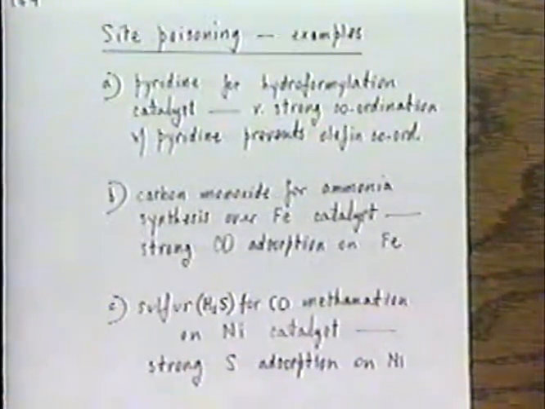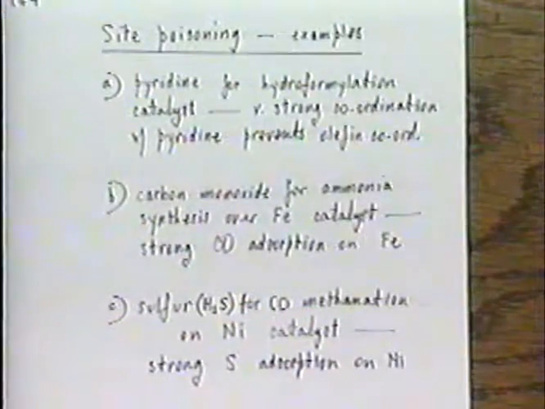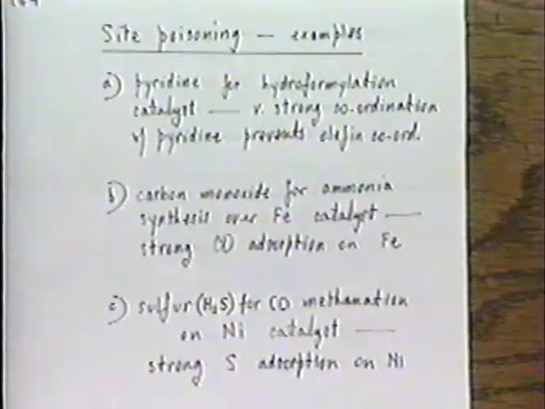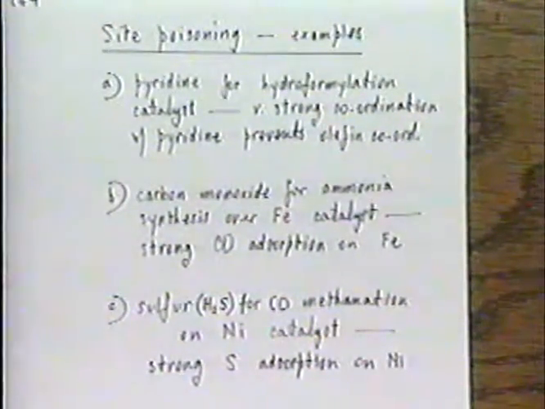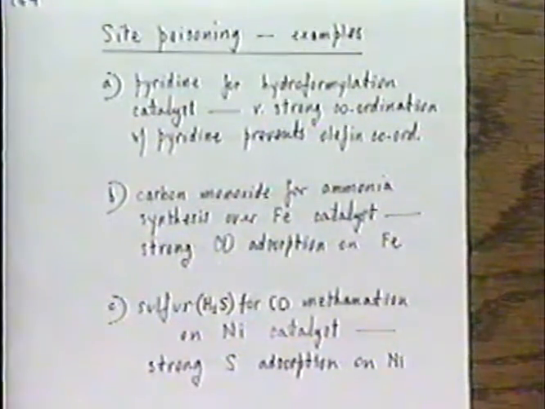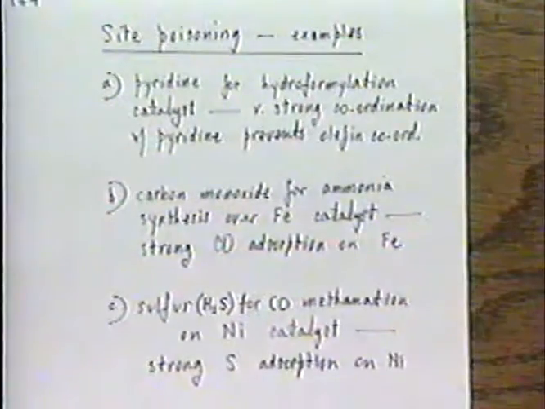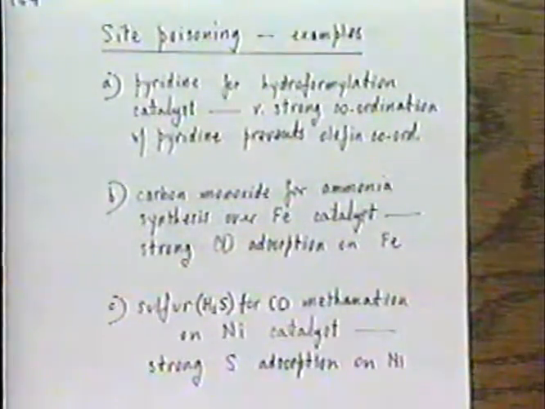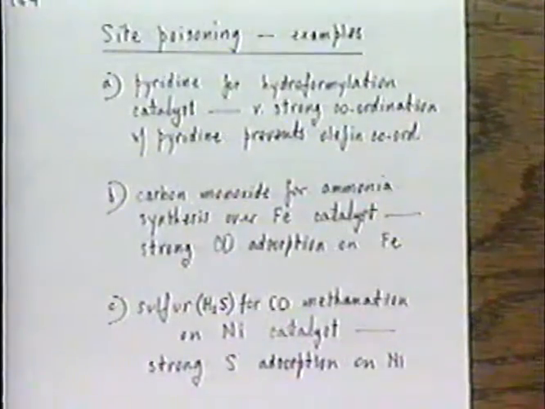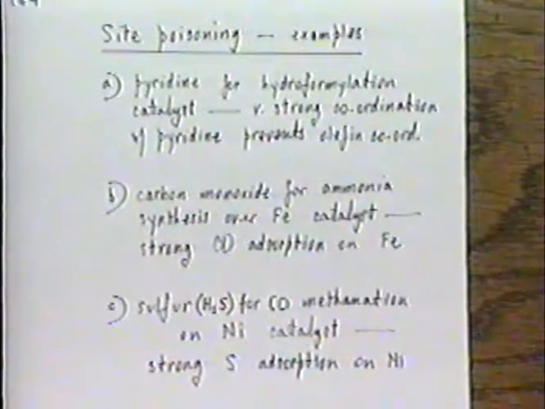Nitrogenous ligands may poison homogeneous metallic catalysts, and the typical example is pyridine, which will poison hydroformylation catalyst because the pyridine is strongly adsorbed at say the cobalt or the rhodium center, and once that's there it never comes off, and that's it.